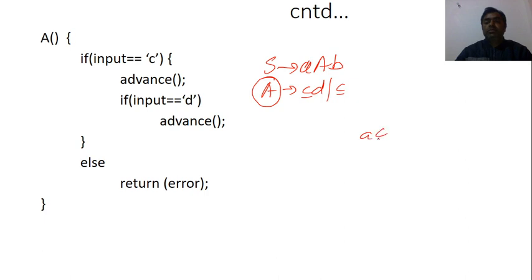Our string was ACDB dollar. Our pointer was at C. Advance the pointer by one position. That becomes at D now. If input equal to D, then advance it. If input is D here, then we have to just advance our input pointer. That will be at B now. Advance, and we have to return from this procedure because this else will not be executed. That means I have returned from this procedure.